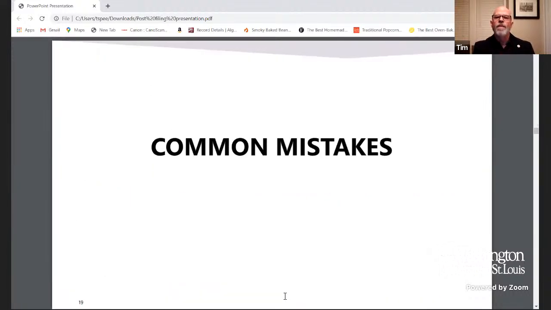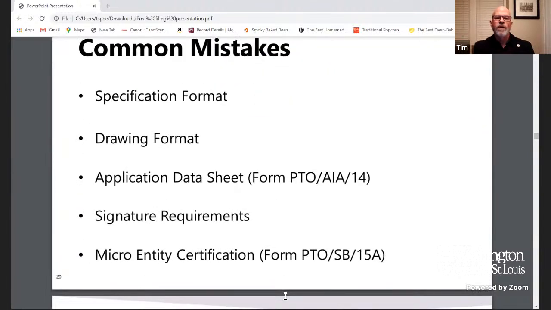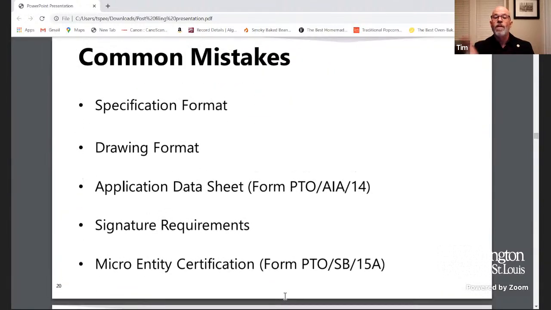We're going to go through some common mistakes that people make in filing. These are just general things. These are the big things. They're general, but they're also just the formal matters of how we do this. And this is going to speak to when you get to the point where you think you're ready to prepare the application, even the provisional.